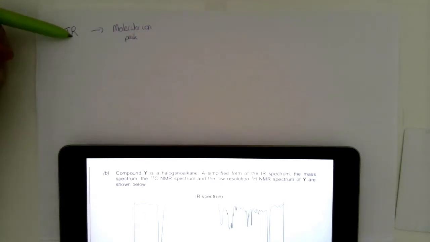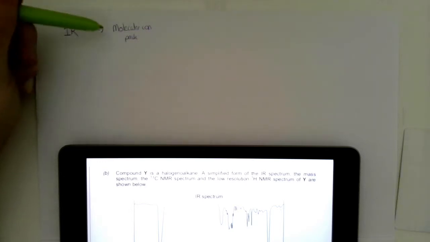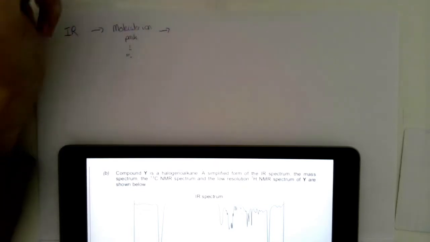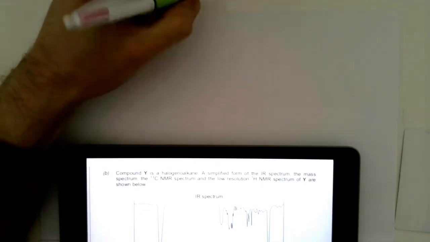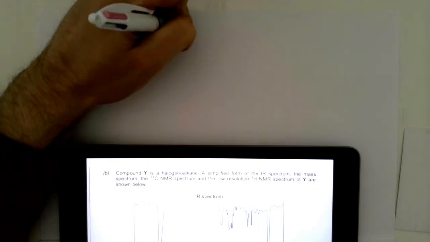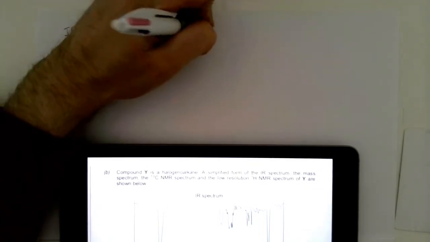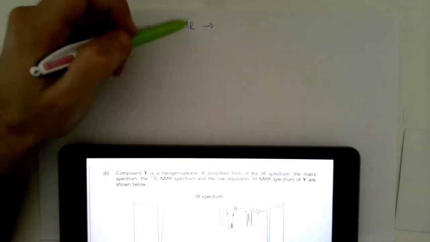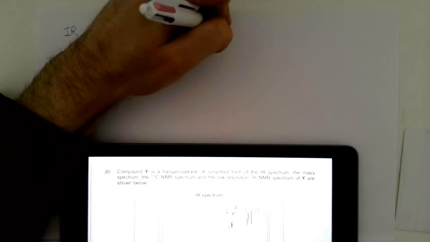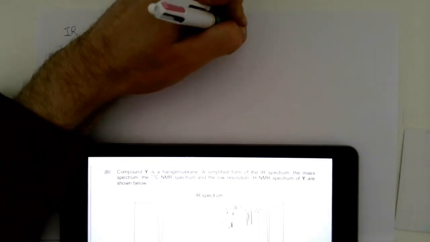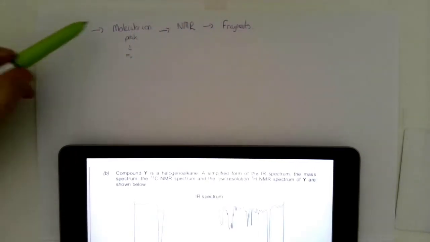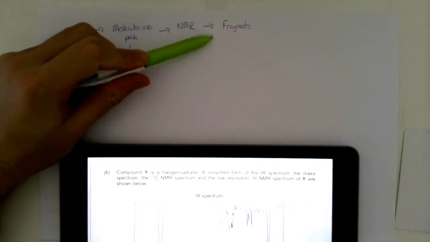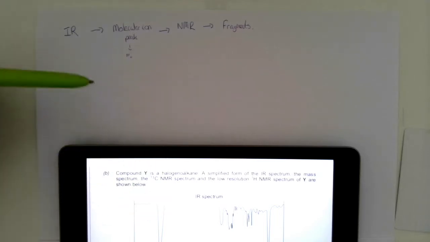So infrared, then go to the mass spectrum and look at the molecular ion peak so we can get the Mr. Then go to the NMR and see what you can get out of it. By then you should really know what the molecule is, but if you don't, because they've made it even more difficult, then you can start looking at the fragments. So infrared, molecular ion peak for the Mr, then the NMR, and then the fragments. That's what we'll do with this question. It works for pretty much any question.